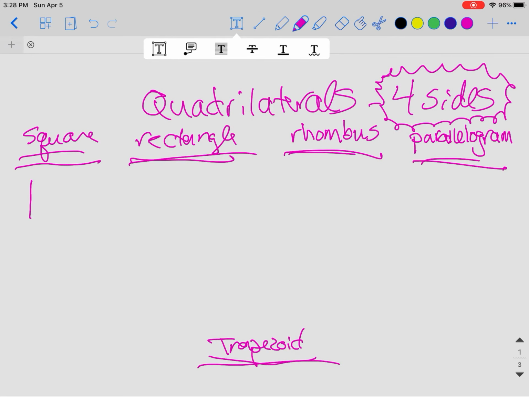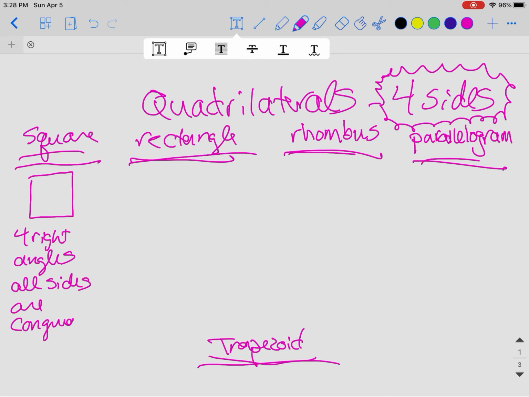A square, like that. A square simply means 4 right angles and all sides are congruent. Now, if you forget, congruent means same length, same everything, okay?